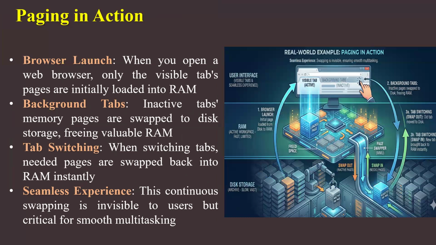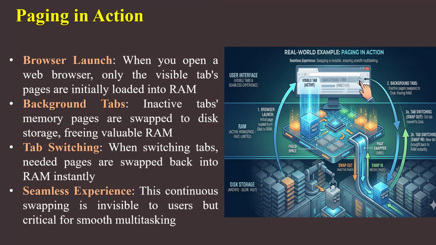Let's make a clear understanding by taking an example like paging in action. Let's take the example of a web browser. First stage would be browser launch. When you open Chrome or Firefox or Edge, only the visible tab pages are loaded into RAM. The background tabs, that is other tabs, may be huge, video players, large documents, etc. Their pages quietly move on to the disk to save the RAM.